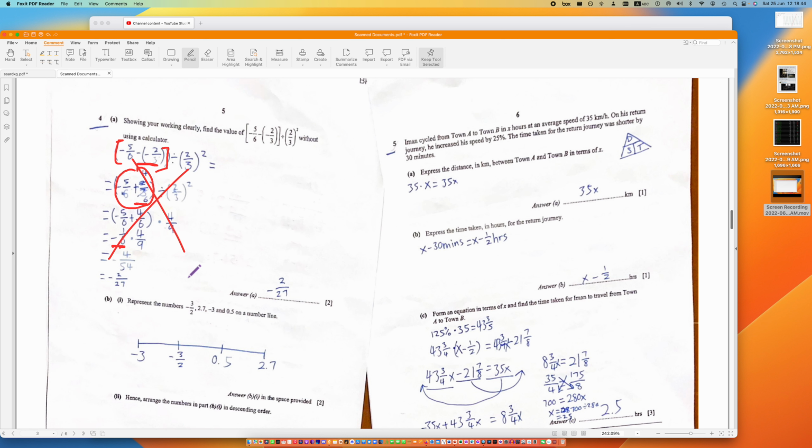Okay, can you redo this question? Show me step by step. If you can, use a different color, either green or a pencil, for correction.